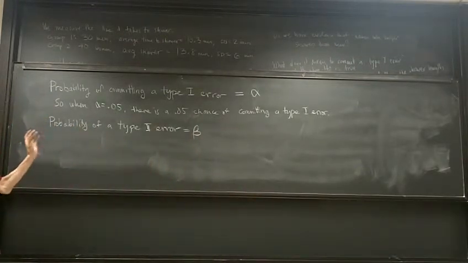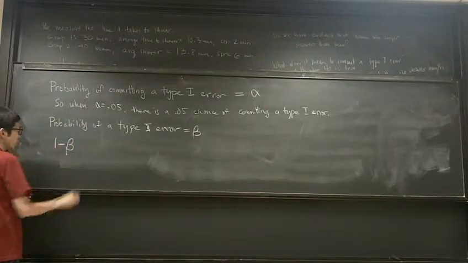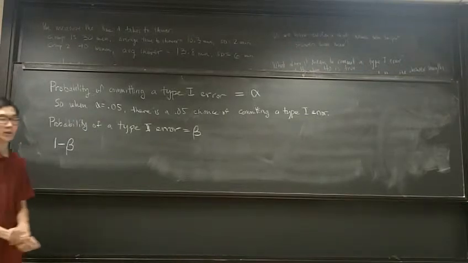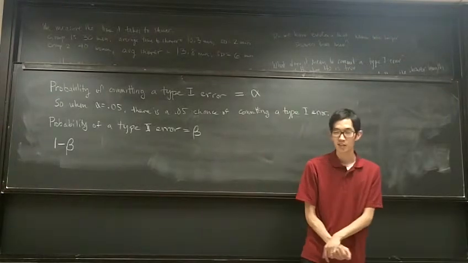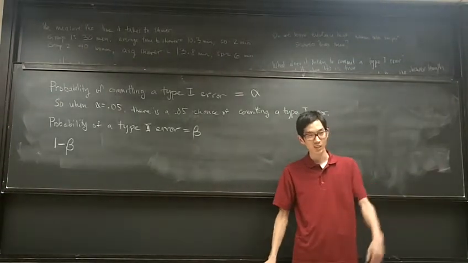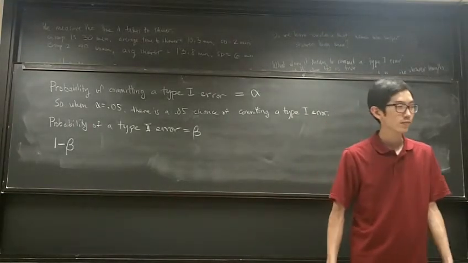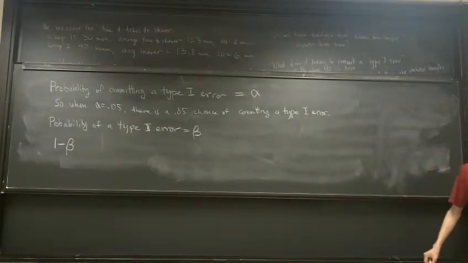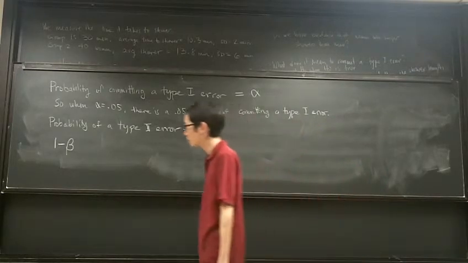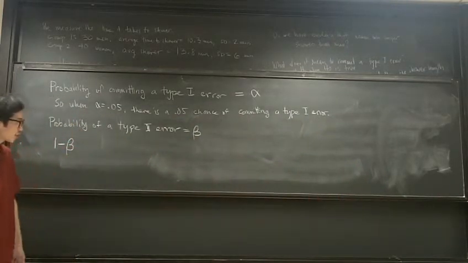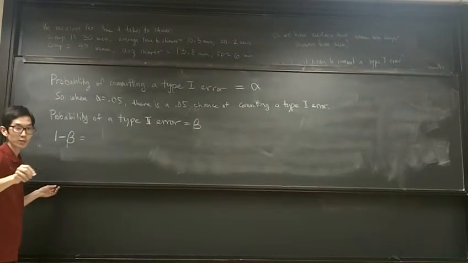And then we give a special name to the quantity 1 minus beta. Whenever you do 1 minus a probability, what is that the probability of? Does anyone remember? Maybe not. 1 minus the probability of something is the probability of the complement. Good.